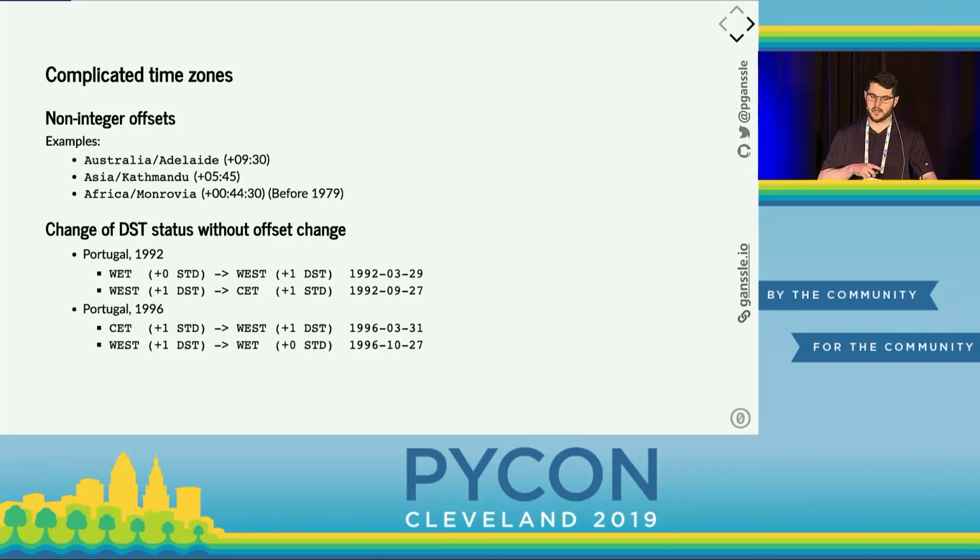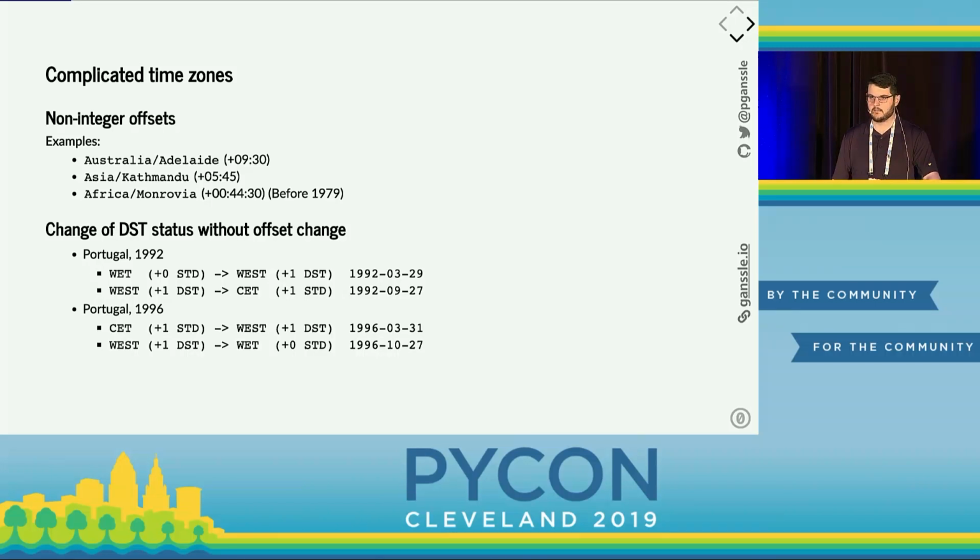which is when daylight saving time was going to end. Instead of going from Western European Summer Time to Western European Time, they just switched over to Central European Time. So the only thing that changed about the offset is that they went from daylight saving time to standard. So you can have a daylight saving time status change without any change in the total offset.